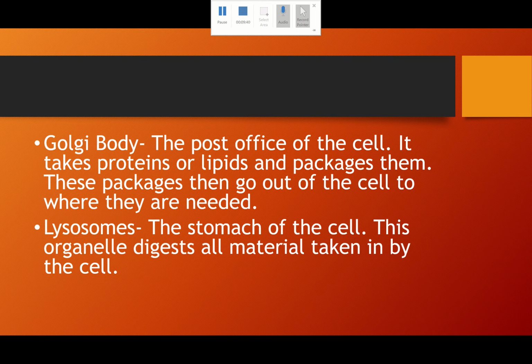So remember we talked about how the follicles up in our hair make our hair. Well, when they're done making proteins, they put them in a package from the Golgi body, and they send it outside of the cell to our actual hair.